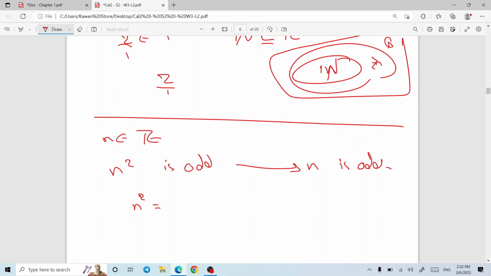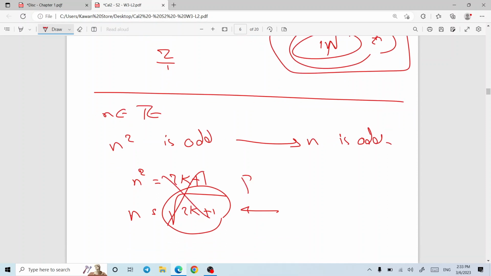n square is odd means that 2k plus 1. Am I right? Yes. So n is what? Because I want n. Do you have any guarantee to show you that one is odd? We have 2 answers, 2, 3, could have many answers, right? We don't have a guarantee to tell you this formula is odd. Do you have? No. So that's why P then Q is not working, right?